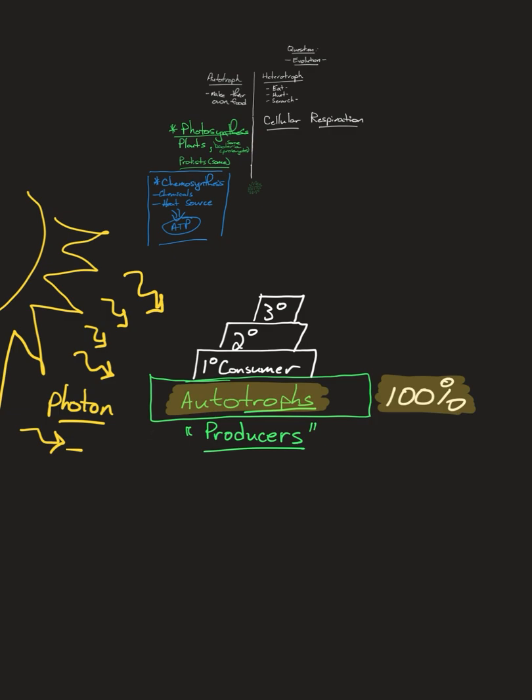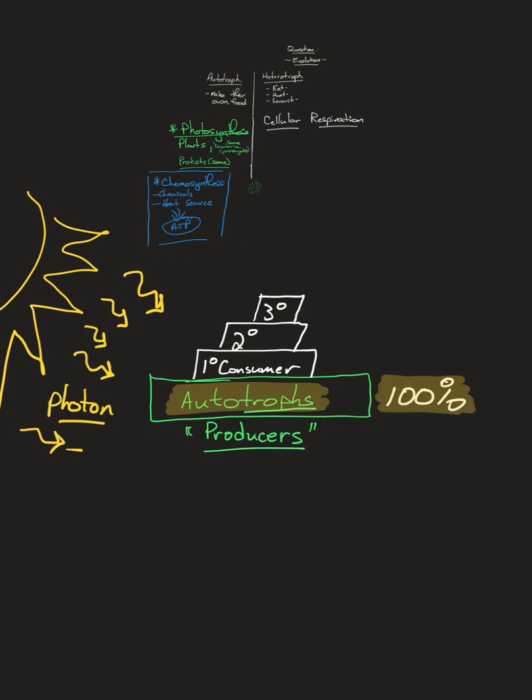So all the energy available to life on this planet is in the producers. We're all good with that? Is there any confused point on that? No? All right. So that's 100% of the energy available.